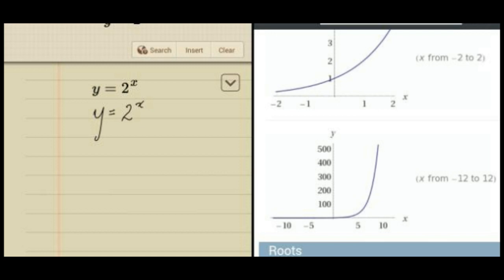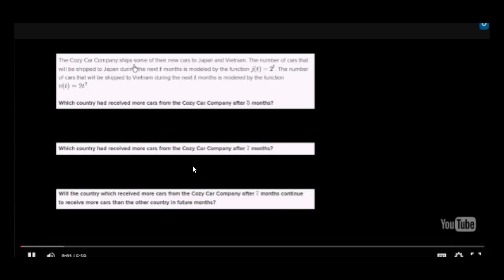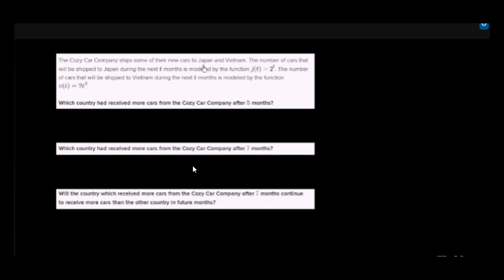So let's go to this problem. The Cozy Car Company ships some of their new cars to Japan and Vietnam. The number of cars that will be shipped to Japan during the next t months is modeled by the function j of t is equal to 2 to the tth power. The number of cars that will be shipped to Vietnam during the next t months is modeled by the function p of t is equal to 2t squared.